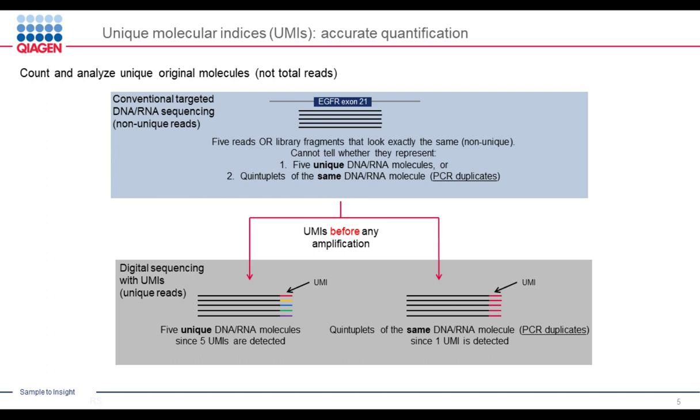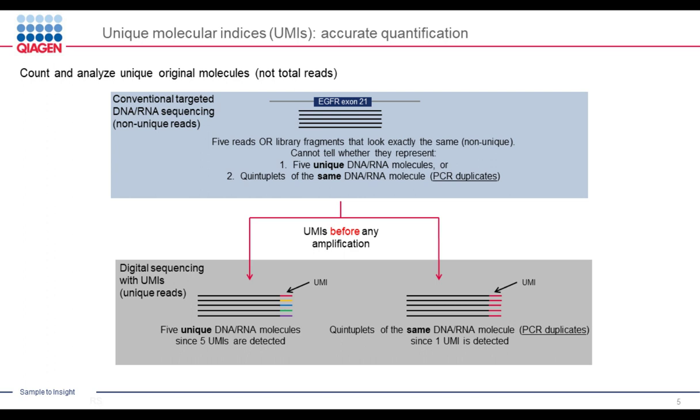And when you look at your data with sophisticated bioinformatics tools, you can actually analyze the data not based on the raw reads anymore, but also on unique molecular indices. The way this works is, as an example, if you see 5 unique molecular indices, as indicated in colored fragments on the left-hand side, across all of these reads that map back to exon 21 of EGFR, you've started off with 5 unique DNA or RNA molecules. So these are not PCR duplicates. They represent 5 unique molecules.